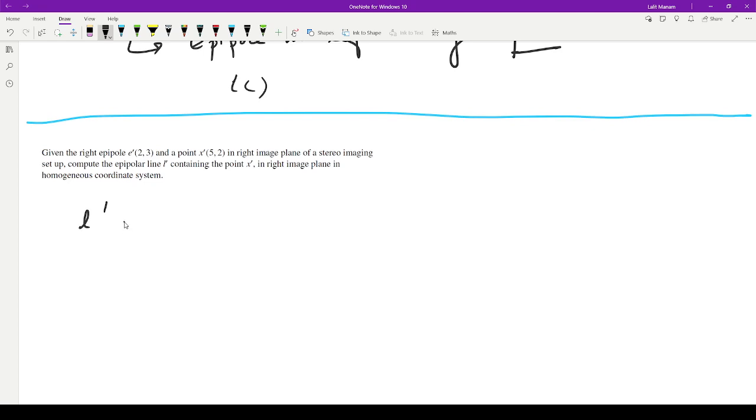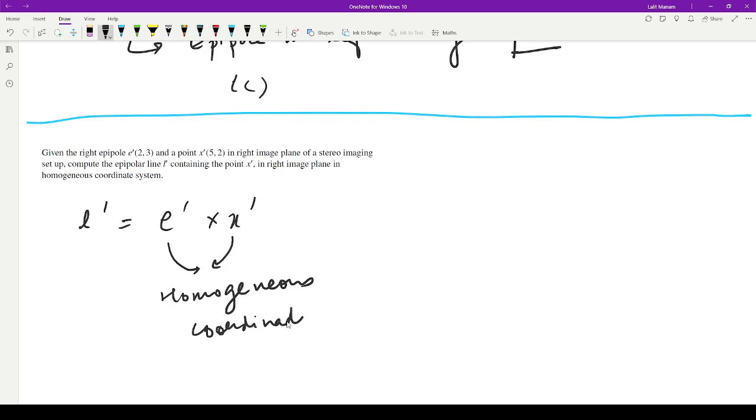Given the first question, what should be the answer? E prime cross X prime, where both are in homogeneous coordinates. Fine. Okay, this question is quite simple.